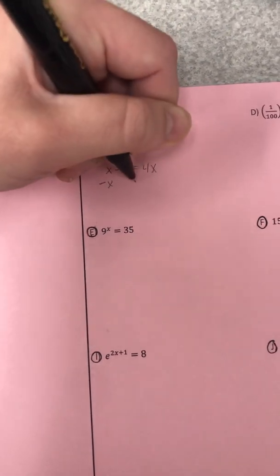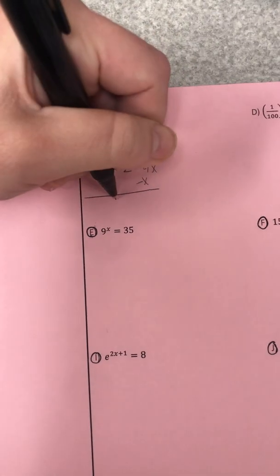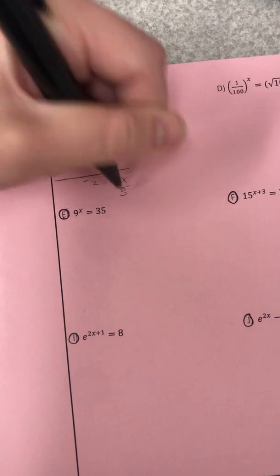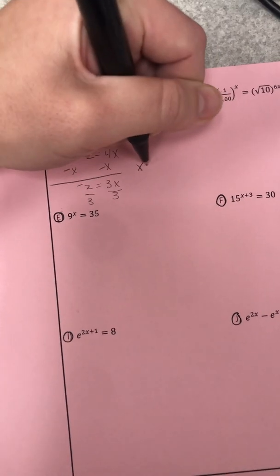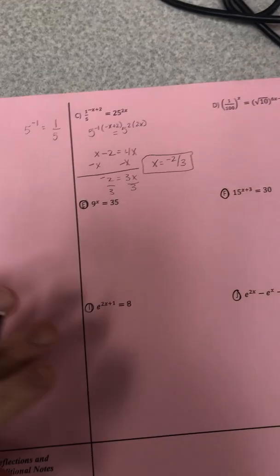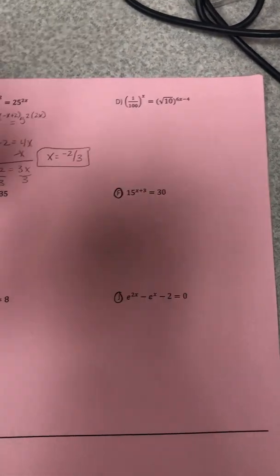All right, I will move this x over. We get negative 2 is equal to 3x. Divide by 3. Divide by 3. Our x is negative 2/3 here. All right, let's move on to number 7.